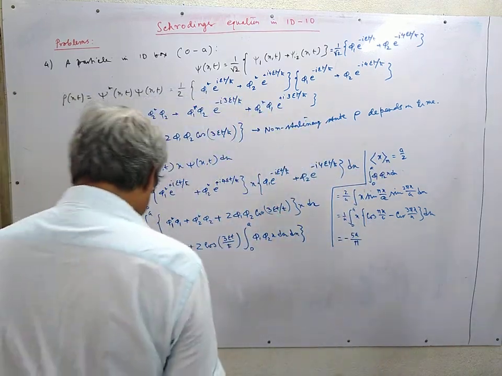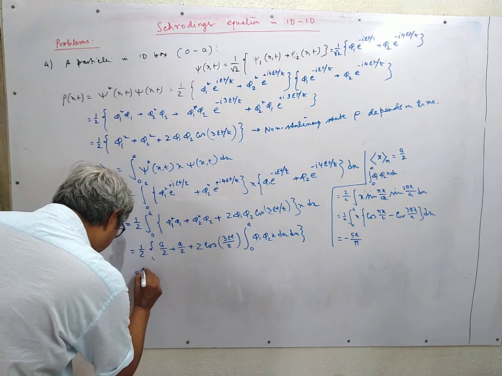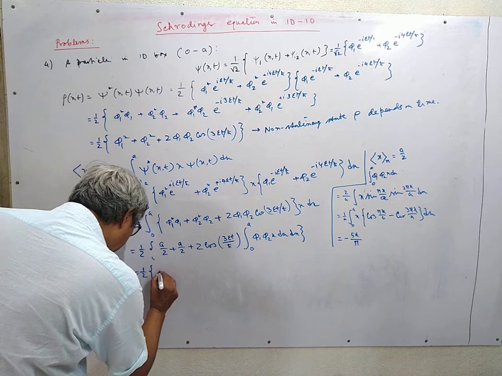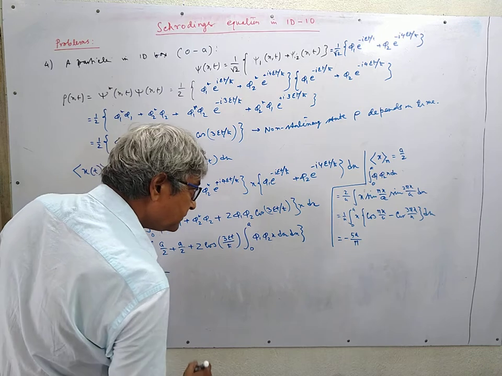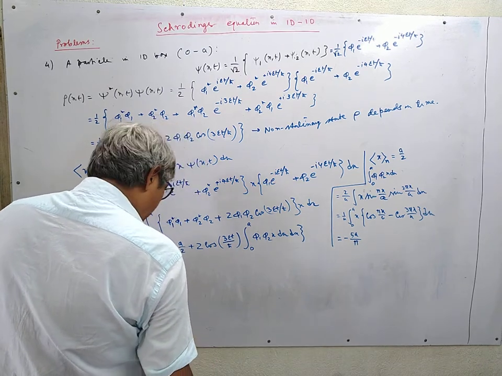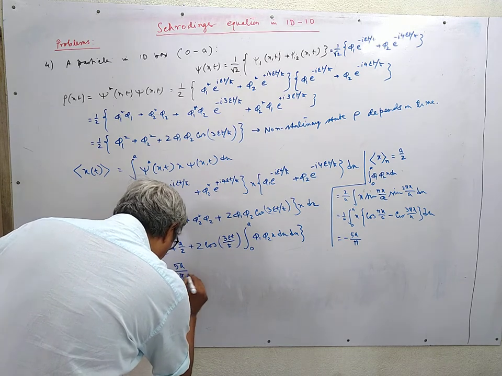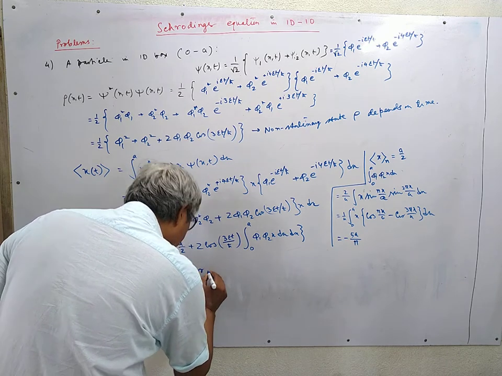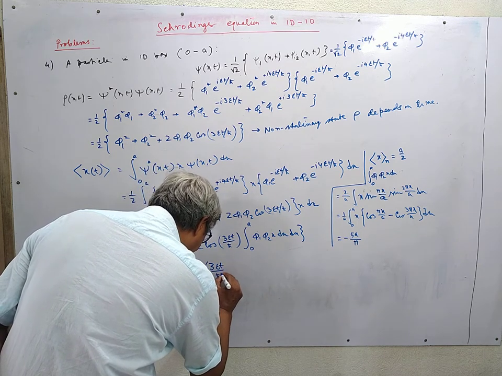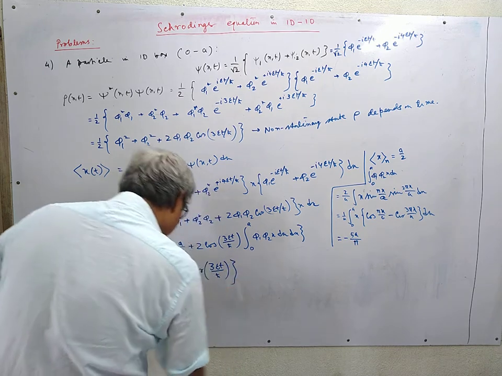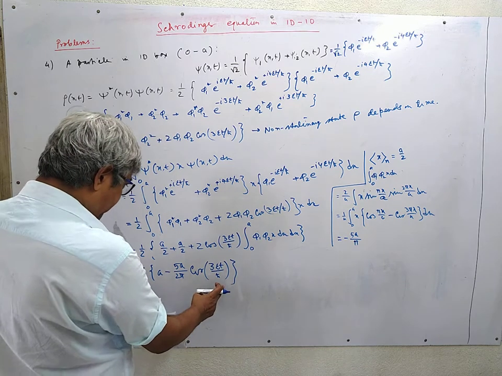So we see that it is half a minus 5a by 2 pi cos of 3 epsilon t upon h cross. This is an oscillatory position. The particle position oscillates with time.